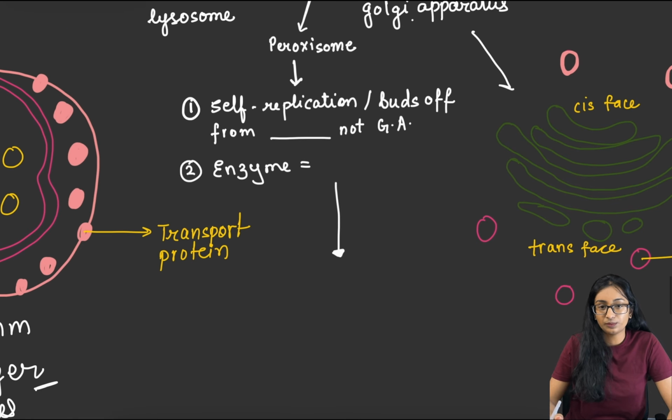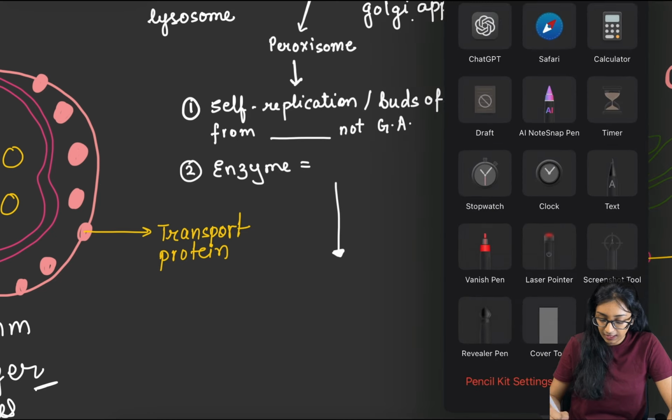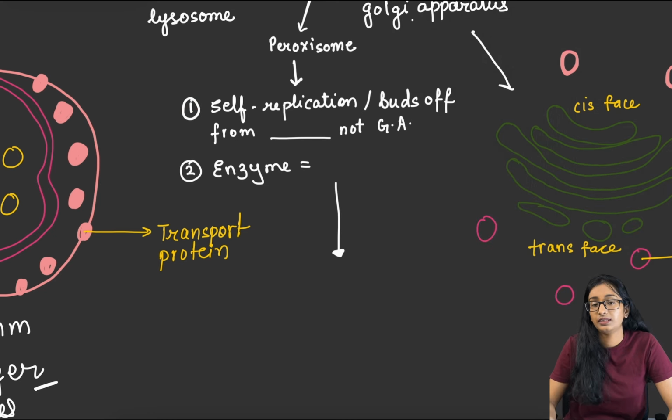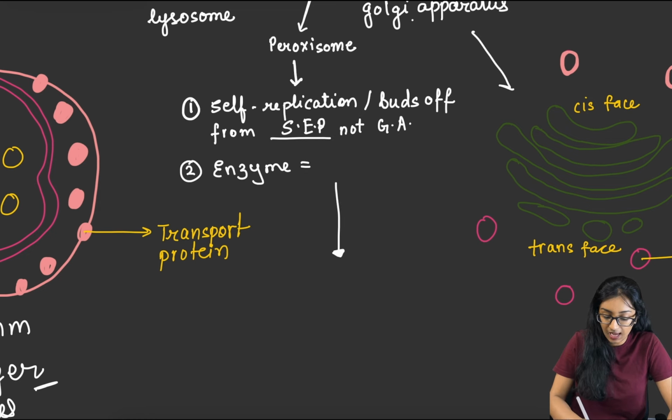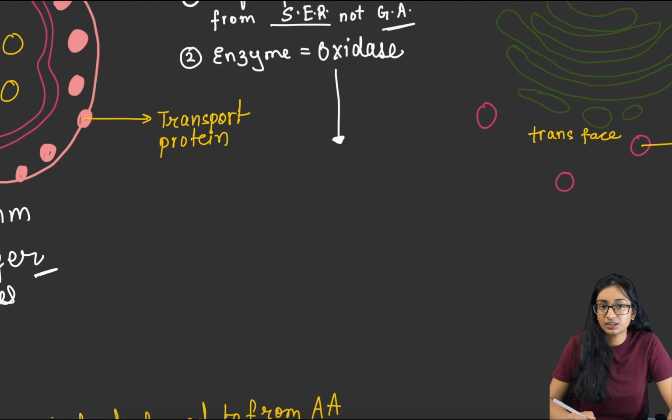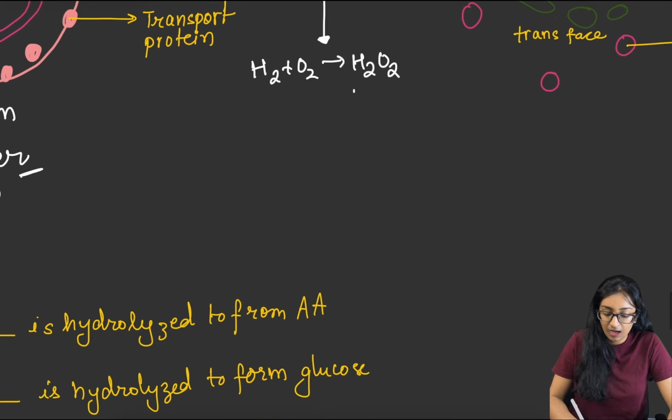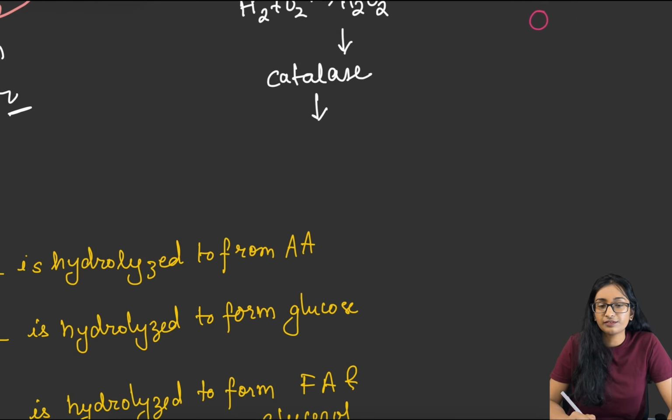Next is the peroxisome. They are similar to lysosomes, but they differ in 2 ways. First, they are self-replicative, or they can bud off directly from the smooth endoplasmic reticulum and not the Golgi apparatus. The enzymes they have are oxidases. They combine oxygen and hydrogen to form hydrogen peroxide. Hydrogen peroxide can combine with catalase, which can further lead to breakdown of alcohol to acetaldehyde. These can be poisonous to the cell.